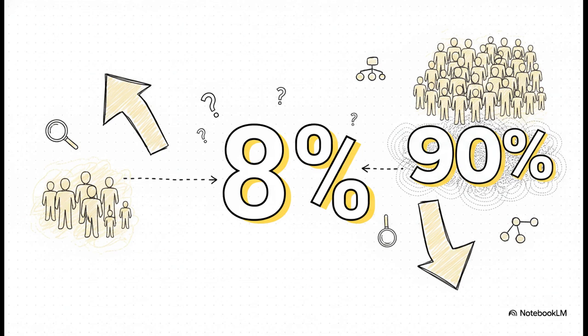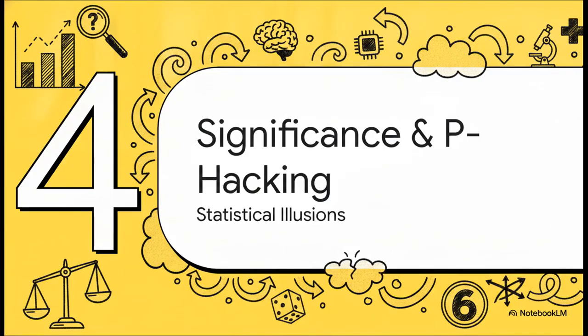But it's true, because prevalence completely changes how useful a test is. If you just look at a static p-value or some generalized metric, you completely miss the reality of the patient sitting right in front of you. Context is absolutely everything. Section 4, significance and p-hacking.